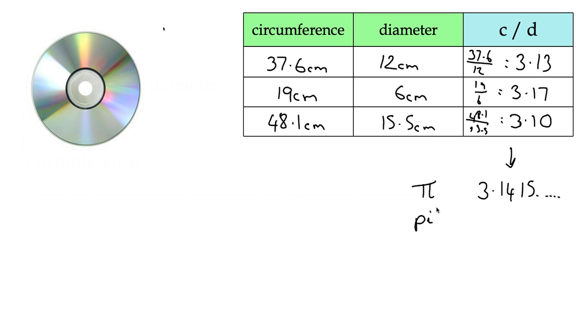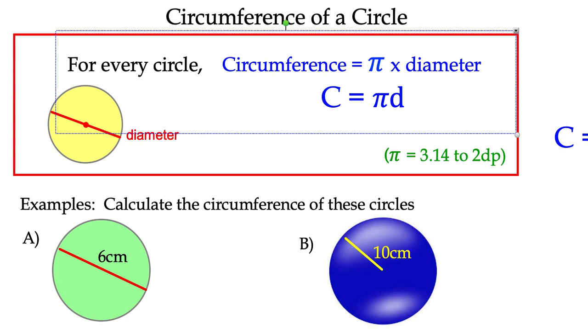Well, that's really helpful, because that helps us to work out the circumference if we know the diameter. So if we formalize it a little bit, we can say that for every circle, the circumference is pi, a number just over 3, times the diameter, and we end up with this formula: C for circumference equals pi times diameter, C equals pi d.